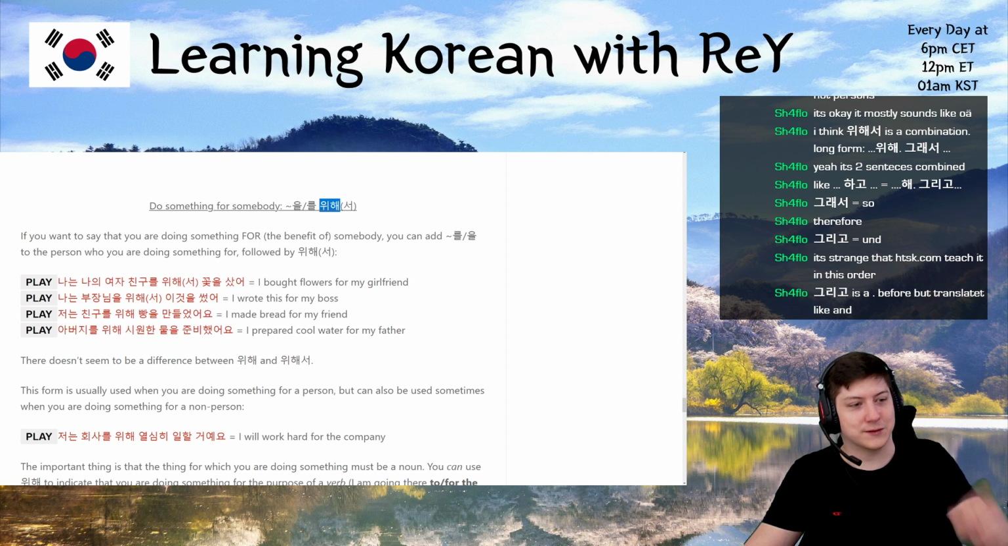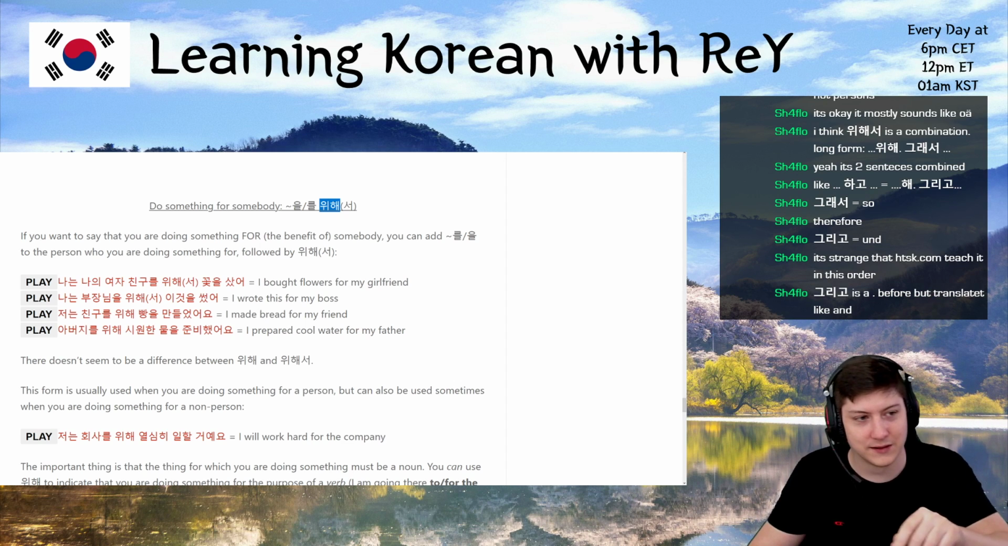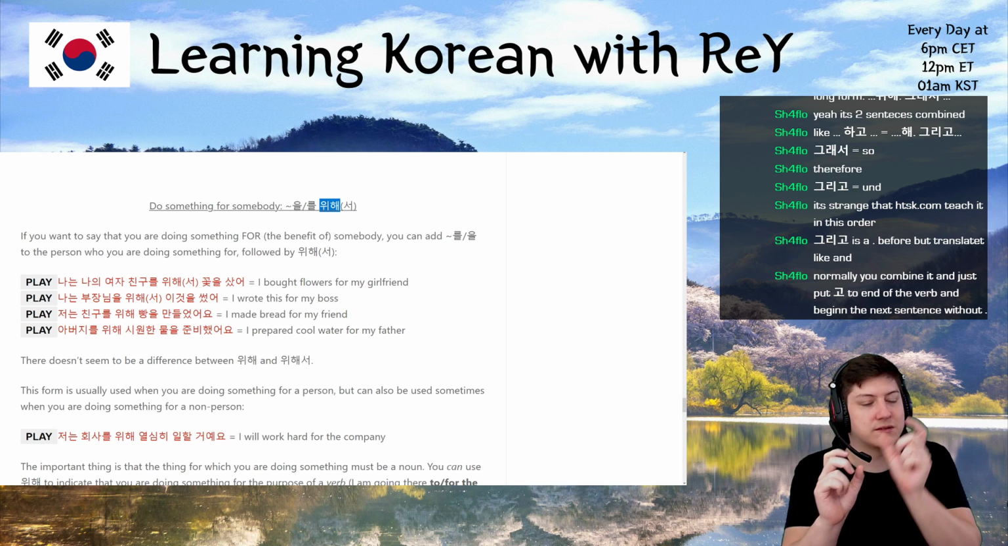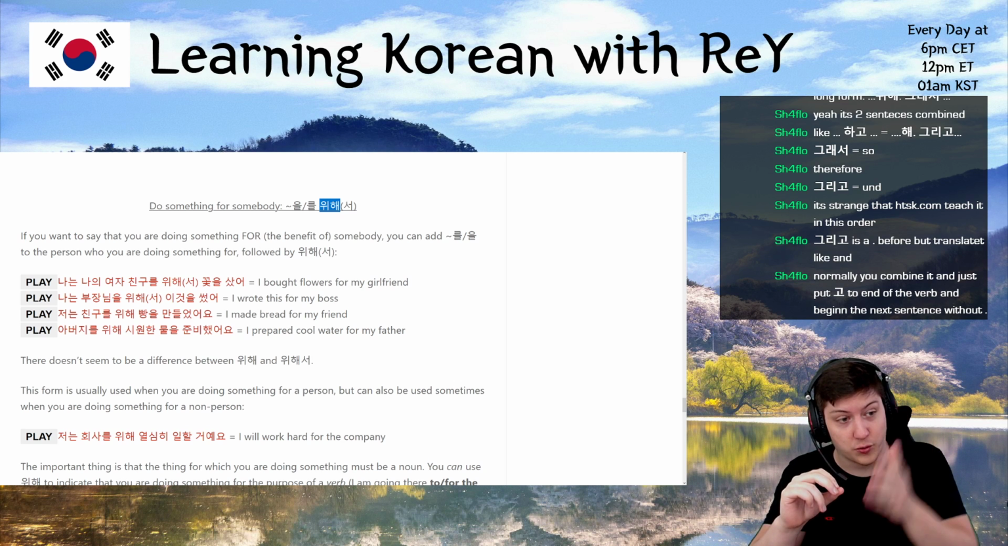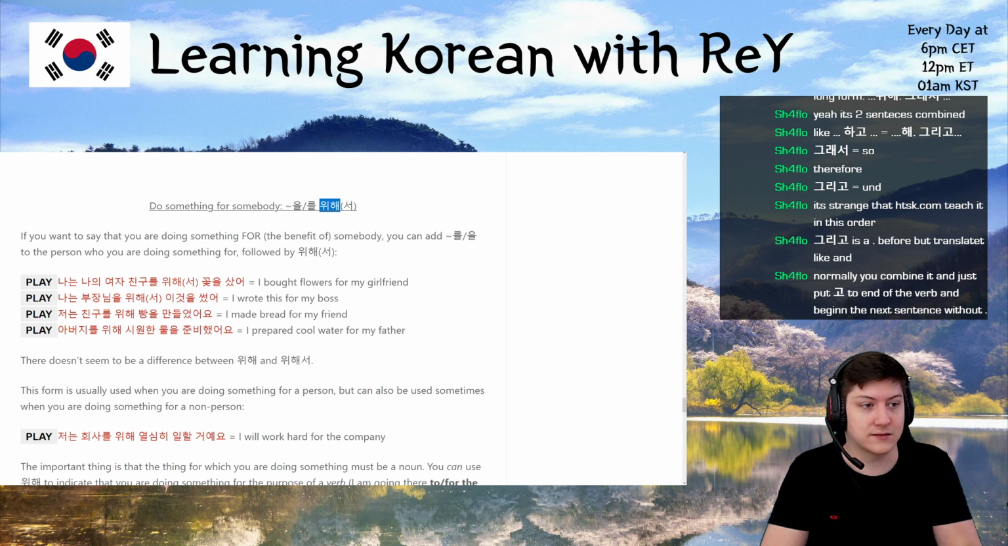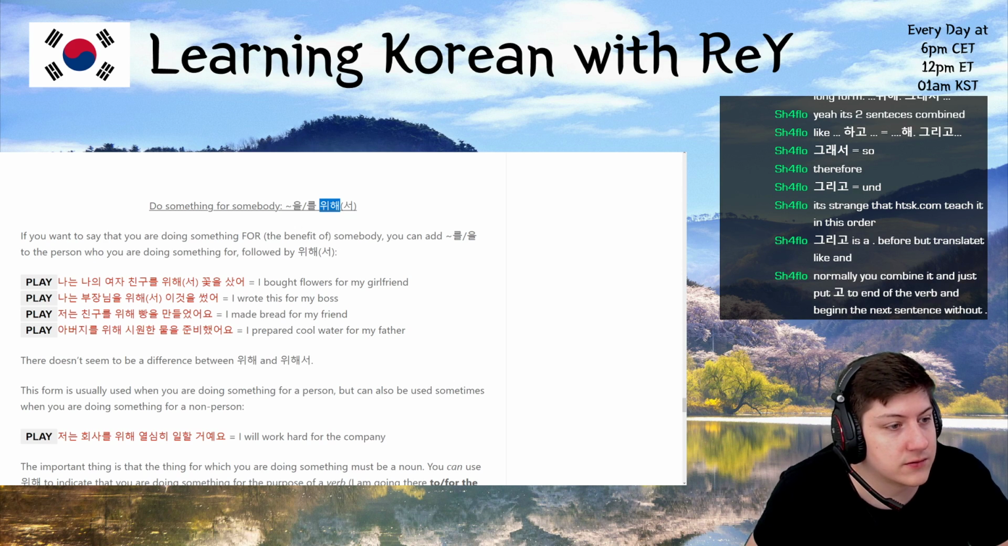I'm not 100% sure if I understand you correctly with those dots here and up there as well. Are you saying Koreans don't combine two sentences with an and, but they always place a full stop to terminate a sentence, and then you would still use 그리고 to open the next sentence? Without dot. Normally you combine it and just put go at the end of the verb, okay? And begin the next sentence without a dot. Yeah.